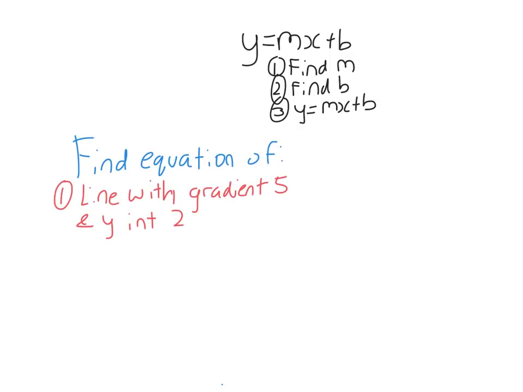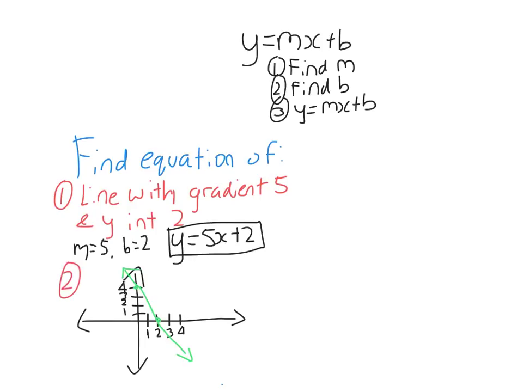All right, let's look at some examples. What would the equation be of a line with gradient 5 and y-intercept 2? Well, the first two steps are already done for us. We're told the gradient's 5, we're told the y-intercept is 2, so the equation of the line would just be y equals gradient times x plus y-intercept. That's the final answer. Easy as.